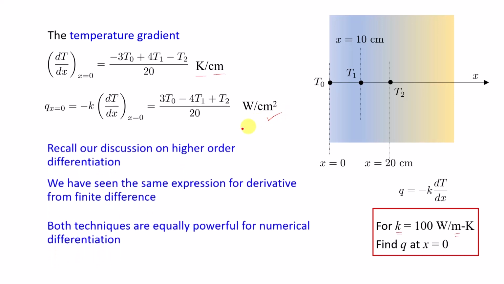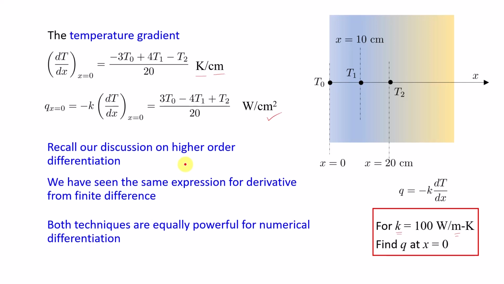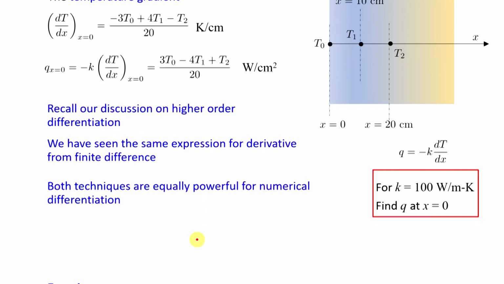If you go back and see our discussion on higher order differentiation, where we found a similar kind of derivative using finite difference, you will find that coming from the polynomial side and coming from the finite difference side, they give the same expression. You can ask yourself why they give the same expression even though they are different methods. Both techniques are powerful for numerical differentiation, and in practice we use both of them whenever necessary.